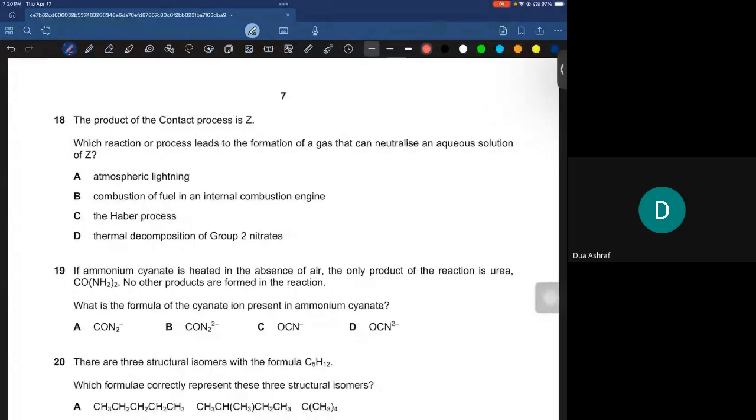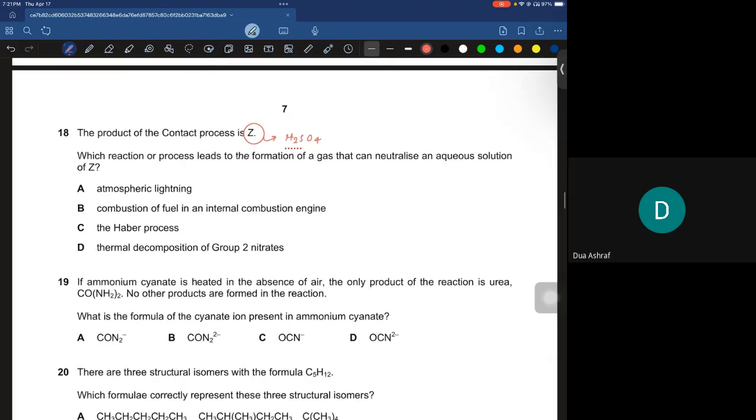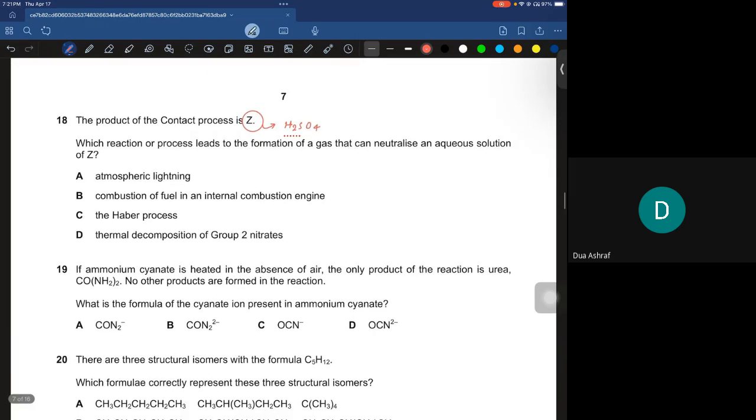Question number 18 says the product of the contact process is Z. Of course, this is H2SO4. Which reaction or process leads to the formation of a gas that can neutralize an aqueous solution of Z? When something is going to neutralize Z, it should be basic. Z is acidic, so something which is going to neutralize that acid should be basic.